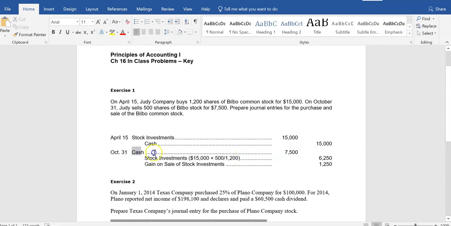We debit cash for the amount of cash received on that sale, and the amount that it was sold for exceeded its original cost. So we have a gain on the sale of that investment of $1,250. Remember, gains are just like revenues. They cause our net income to increase.